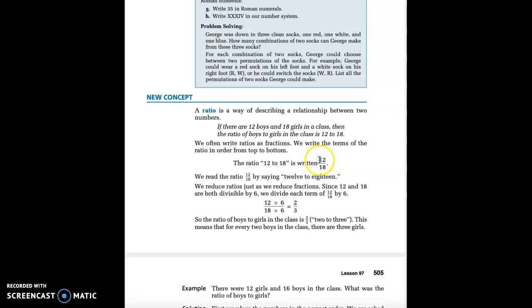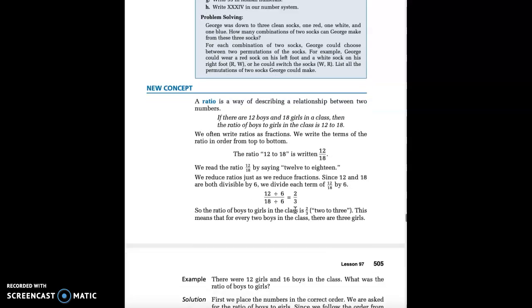Now, when we look at 12 over 18 or 12 to 18 as the ratio is read, we want to make sure that we ask ourselves, is there any common factor between 12 and 18 that we can reduce the ratio just as we reduce the fraction? Well, we know that 12 and 18 are both divisible by 6, so we're going to divide each term by 6. 12 divided by 6 is 2, 18 divided by 6 is 3, and therefore we have the ratio that for every 2 boys in class, there are 3 girls.